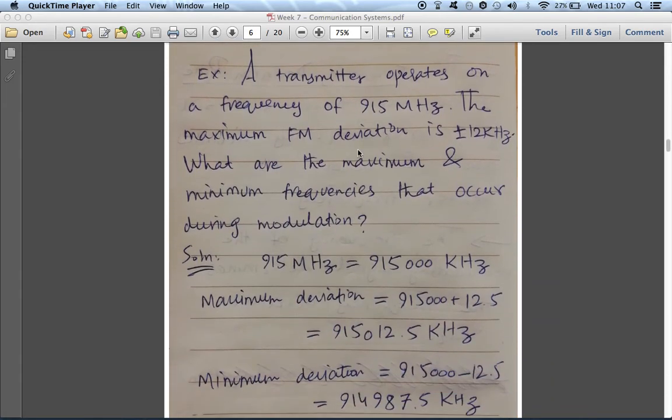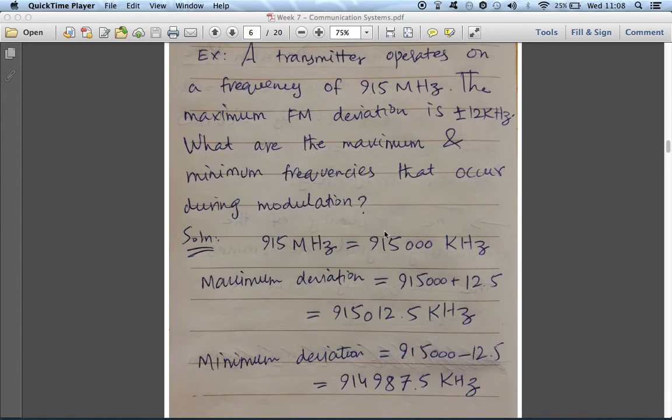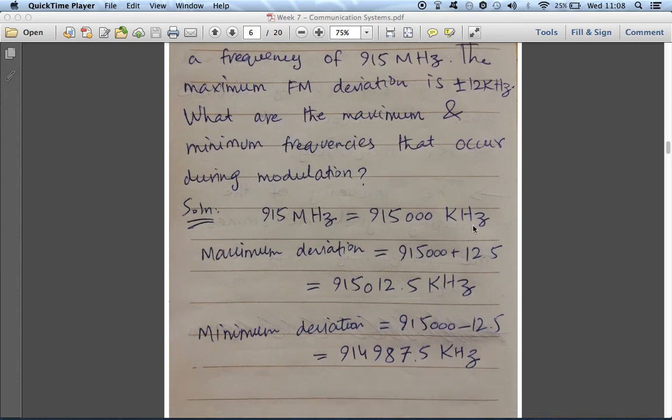Here is an example of a transmitter which is operating at a frequency of 915 megahertz, and the frequency deviation applied is plus minus 12.5 kilohertz, and it is required to calculate the maximum and minimum frequencies that occur during modulation, and it is very simple. Just by adding 12.5 and subtracting 12.5, we can get the maximum and the minimum frequencies of the transmitter.